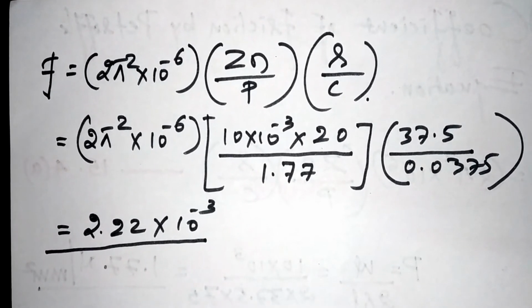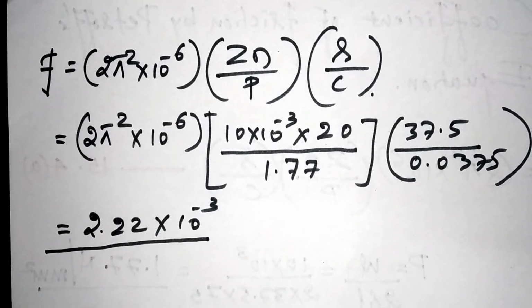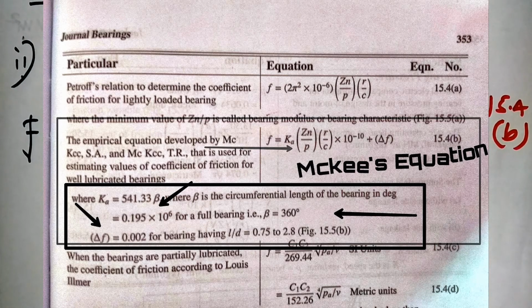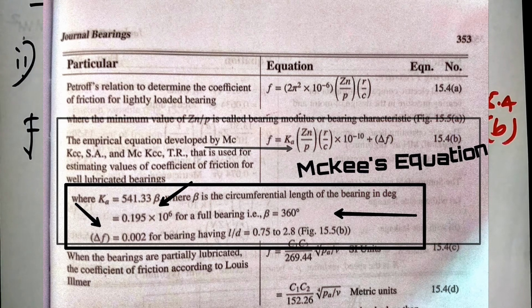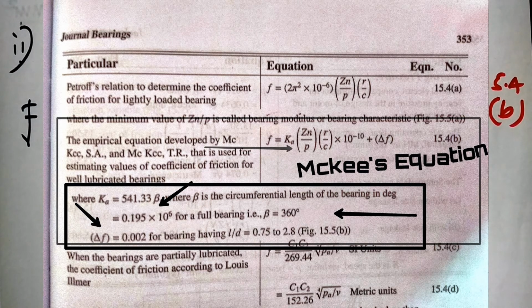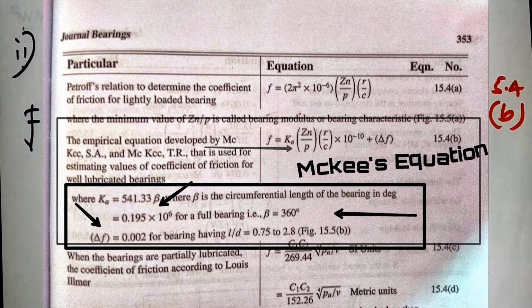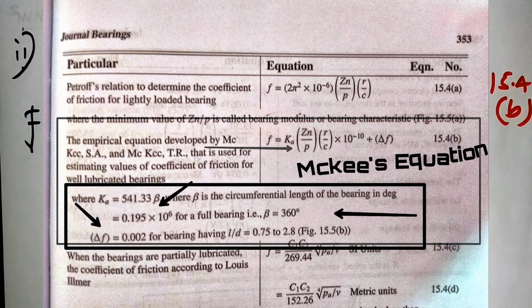So now we will go for finding the coefficient of friction by the second equation, that is the Mackey equation. This is the Mackey equation which is used to find the coefficient of friction. In this equation we need the value of K, and the value of K for a full journal bearing, that is for beta equal to 360, is 0.195 into 10 raised to 6. And one more thing we require is delta F, that is 0.002. Now I'll substitute these values into this equation.